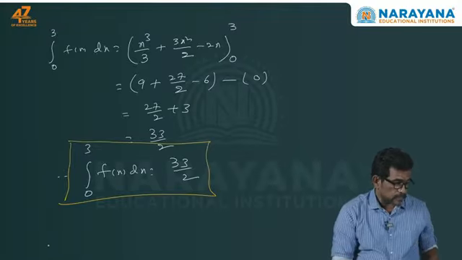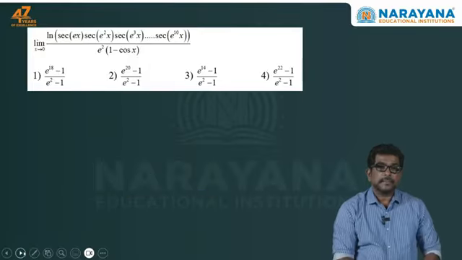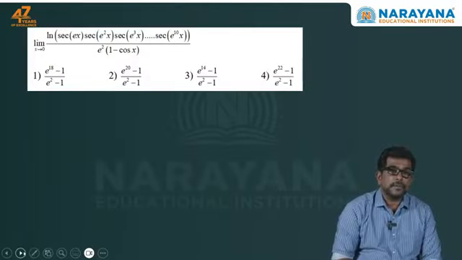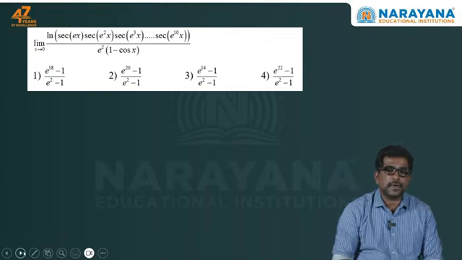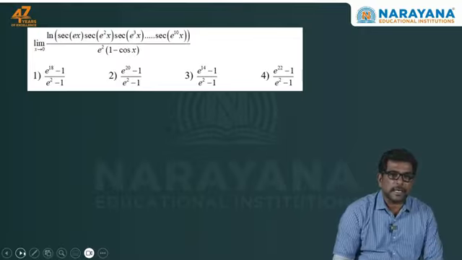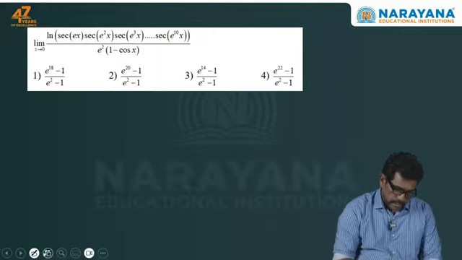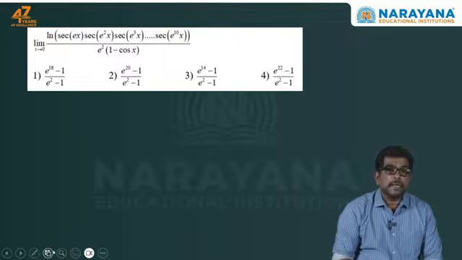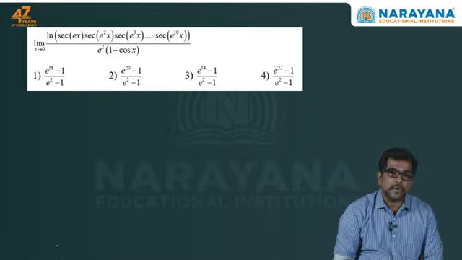And the next problem is: limit x tends to 0 of ln, that is log base e, secant ex, secant e square x, secant e cube x, and so on, secant e to the power of 10x, upon e square into (1 minus cos x). The problem is very clear, related exclusively to limits, and especially here the problem is ln of the product secant ex, secant e square x, secant e cube x, and so on, secant e to the power of 10x, by e square into (1 minus cos x).